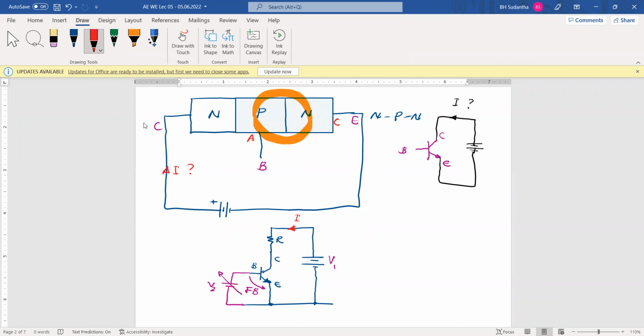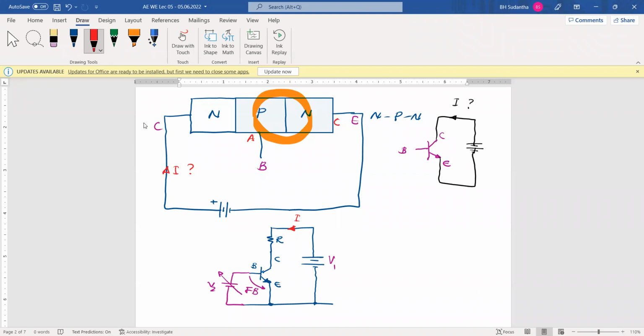Did you understand this simple one? Initially, we tried to send the current from collector to emitter through the transistor, putting an external battery. But we can't see external current. Why? Inside that structure, we have two PN junctions in opposite directions. Then how can we send the current?